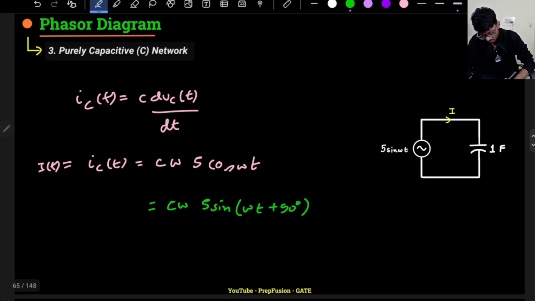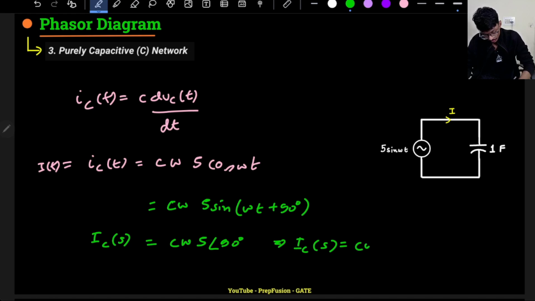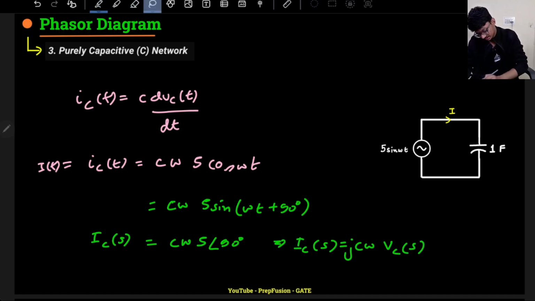Again, if I want to convert this into phasor format, this will be converted into I_C(s), which will be C omega into 5 angle of 90 degrees, and I can write I_C(s) simply as C omega into j V_C(s). Correct? How am I doing this? In the previous example, we have already discussed this.